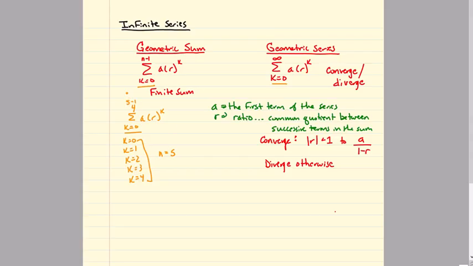Now, a geometric sum will converge to a times 1 minus r to the n all over 1 minus r. A geometric series will converge right over here to s equal a over 1 minus r. So that's kind of the important things we need to know for a geometric sum and a geometric series before we get started on looking at some of the homework problems.